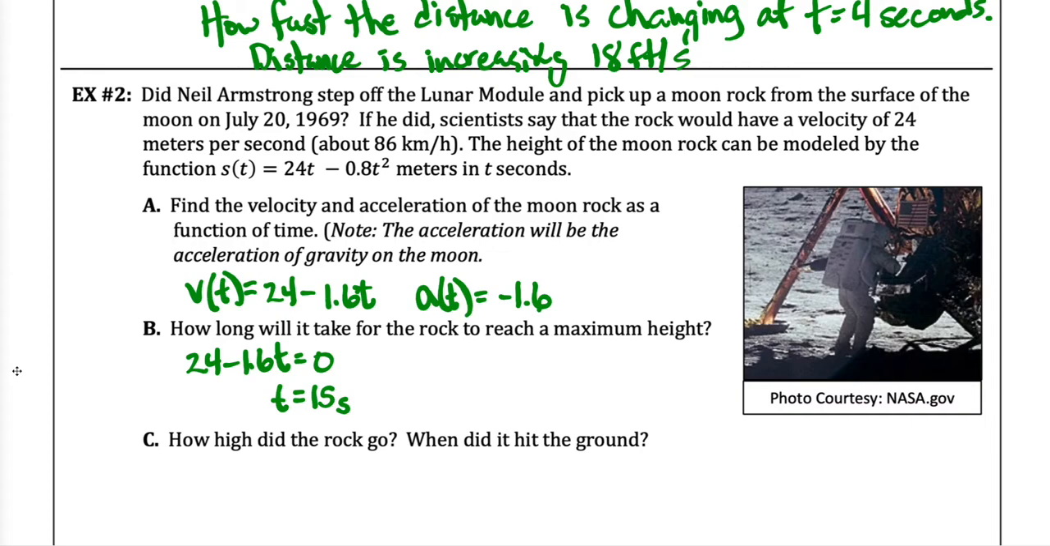So B says, how long does it take for the rock to reach a maximum height? So we know the time when the rock was at the highest spot. C says, how high was that? What we're going to do is take the time answer that we just figured out and plug it in the position function, because the position function tells you the height of the object at any time. So I'm going to take the position function and plug in 15 seconds. So s of 15. Oh, I should really have a calculator on me.